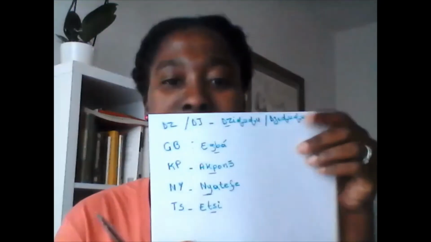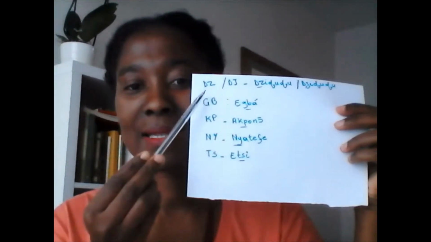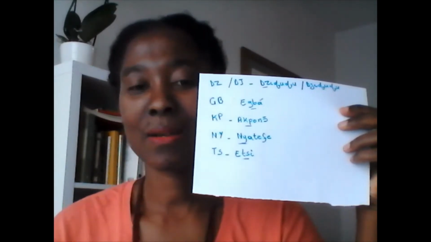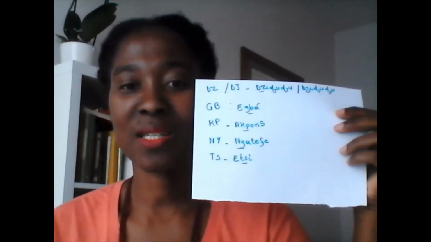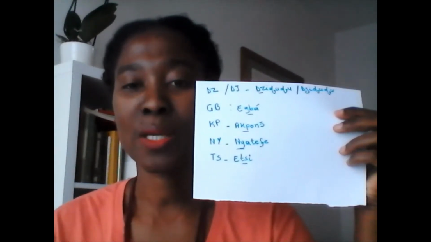Then we have some letter combinations in Ewe, which are also a bit difficult to pronounce, but don't worry, it's not difficult actually. If you are used to the sound, it will be easy. If you've never heard it before, it will sound difficult. So those are the letter combinations. Each one is made of two letters.